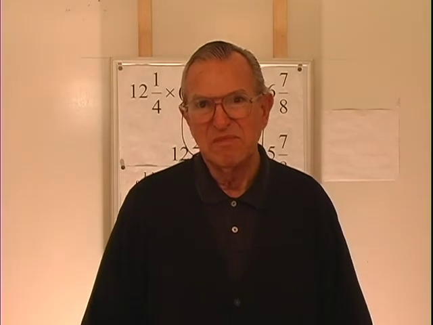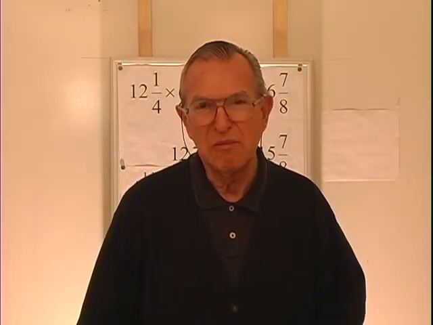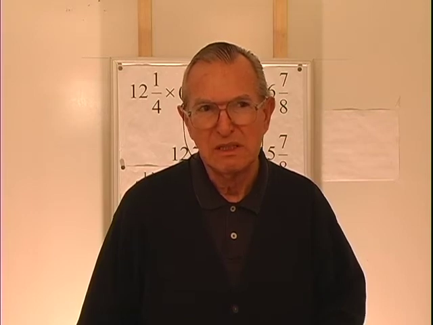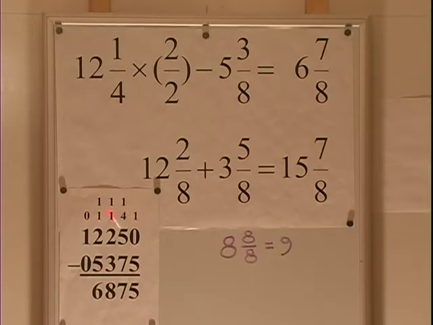In our next problem, we'll test the algorithm, the 9's complement procedure, for a mixed number. We want to subtract a mixed number. Here's our original problem. 12.250, as a decimal fraction, translates into 12 1/4. 5.375 translates into 5 3/8.